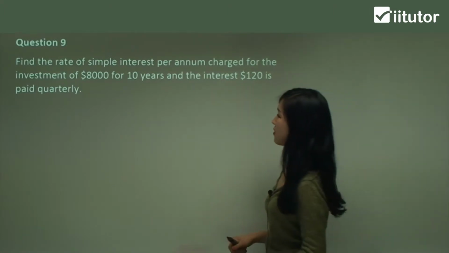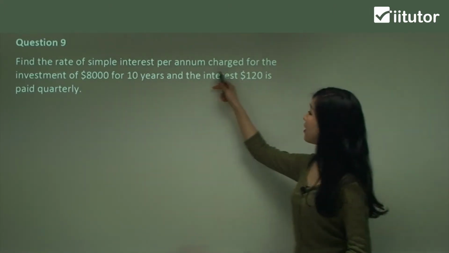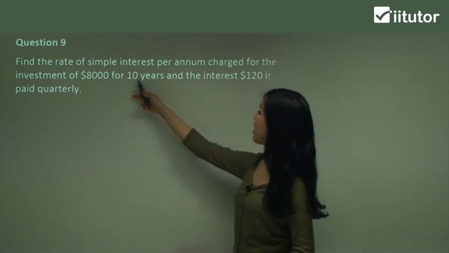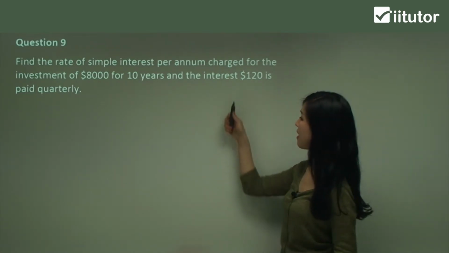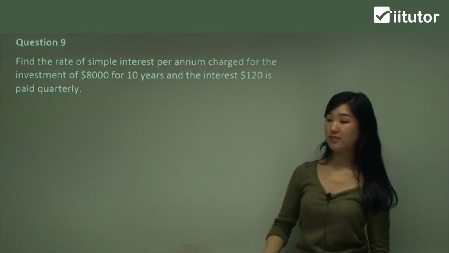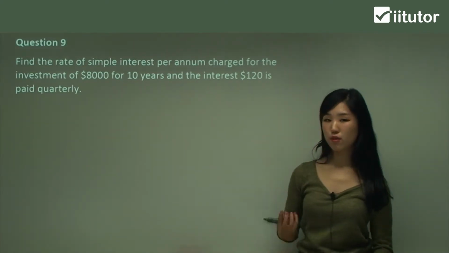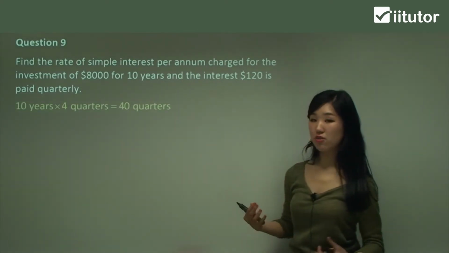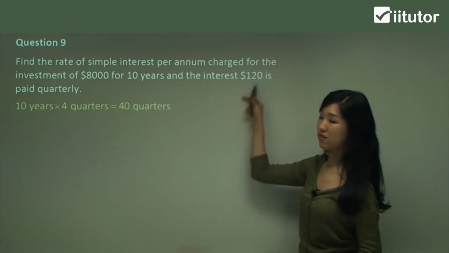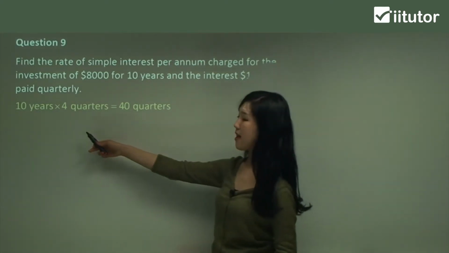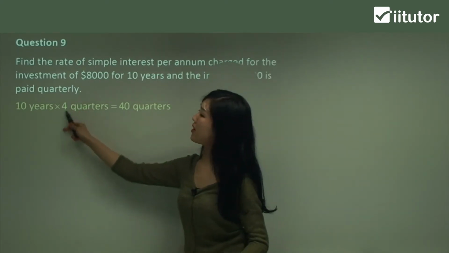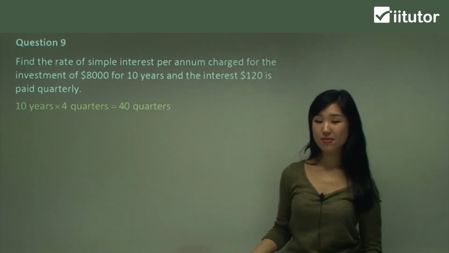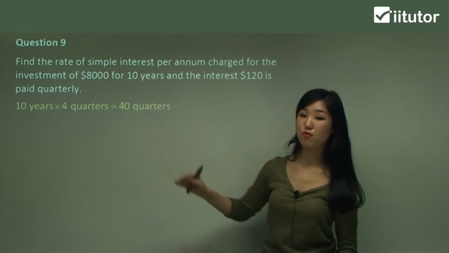Question 9 says, find the rate of simple interest. So again, we're looking for the rate charged for the investment. So the investment value, the principal value, is $8,000 for 10 years, so the number of periods is 10 years, and the interest is $120. Okay, this is paid quarterly. So we've got a different type of unit here, so we're going to keep an eye on that. Well, 10 years, I'm going to change that into quarters because, as you can see, interest is paid per quarter. So 10 years, how many quarters is that? Well, in 1 year there's 4 quarters. So 10 times 4 makes 40 quarters altogether. That's what we changed the unit of. 10 years turns into 40 quarters.